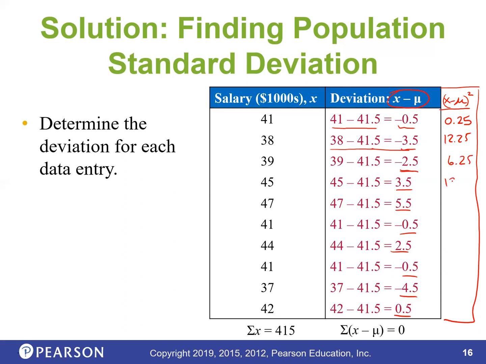So that's another 12.25 here, 5.5 squared. 30.25, okay, that's cool. This one is gonna be another 0.25. That's gonna be another 6.25. This would be another 0.25 and 4.5 squared. 20.25, perfect, thank you. And then this one's gonna be another 0.25.